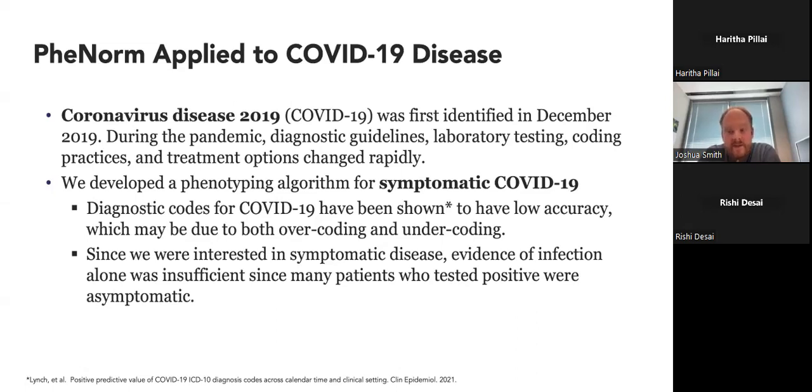In either case, patients with positive PCR tests were often coded correctly for COVID-19, even when asymptomatic. But our focus here was on symptomatic COVID-19 disease. So evidence of infection was insufficient since many patients who tested positive for COVID-19 were asymptomatic. And we defined symptomatic COVID-19 infection by at least mild symptoms as characterized by the National Institutes of Health. And I'll go into detail about that in a few minutes.